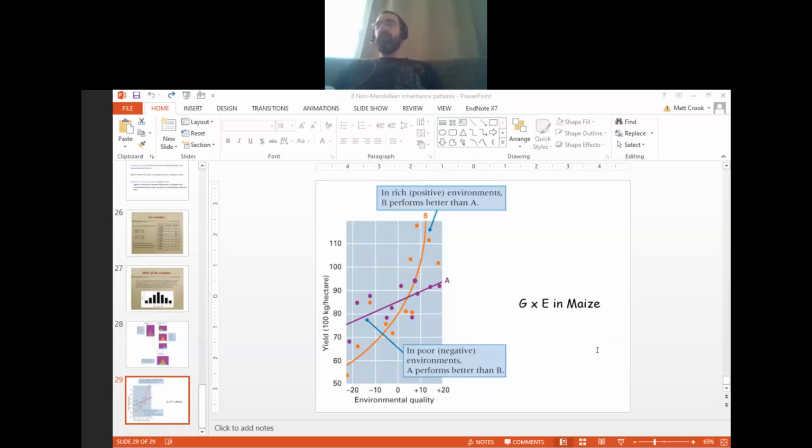Ever so quickly, we've got sex-influenced traits, and the easiest way to look at this one is actually the cock feathering in chickens. Essentially, if you're a female chicken, it doesn't matter what your genotype is for this particular locus, you're going to be hen feathered, right? Which is basically the normal standard chicken. However, this is an autosomal gene, so this isn't on the sex chromosome. This isn't sex-linked inheritance. This is sex-based expression, essentially.